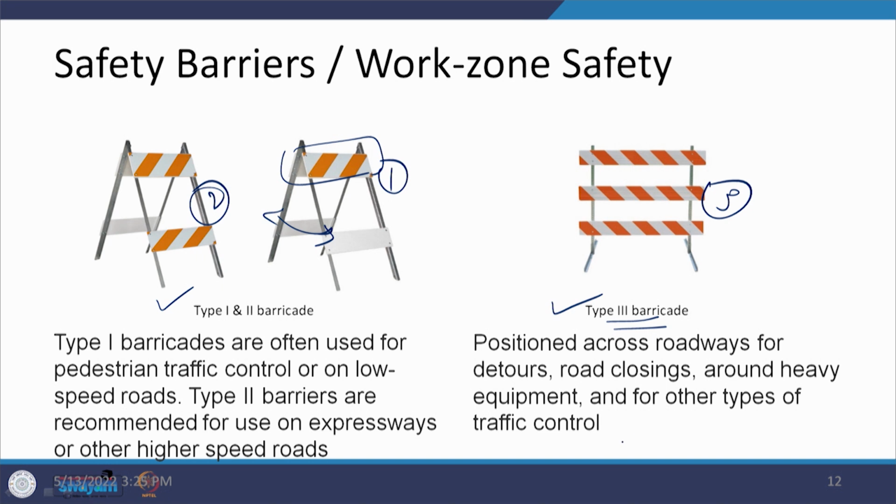So, this one is usually utilized to define conditions where there is a detour, meaning you have a road closure and you have to go to some other side, or there is heavy equipment around and you have to protect it from the impact of vehicles which have gone out of control, or any other such big type of control. In those cases this type 3 barrier is utilized.